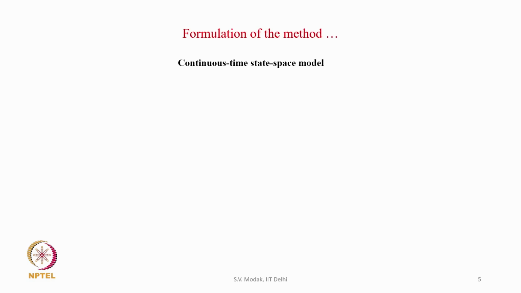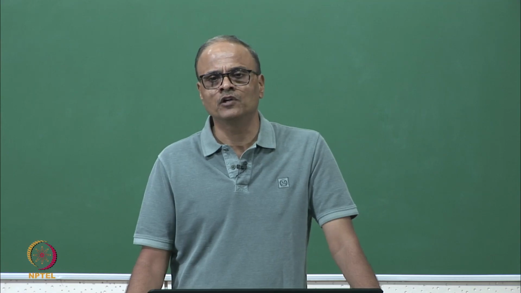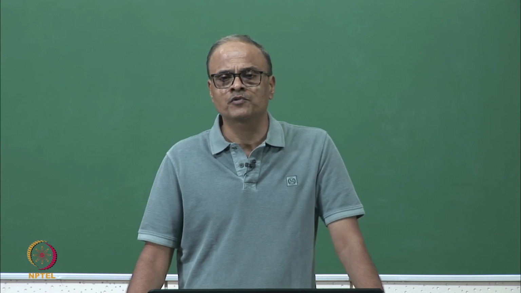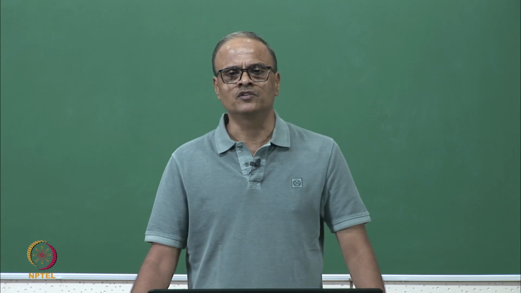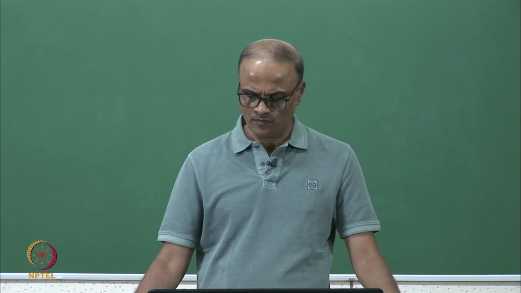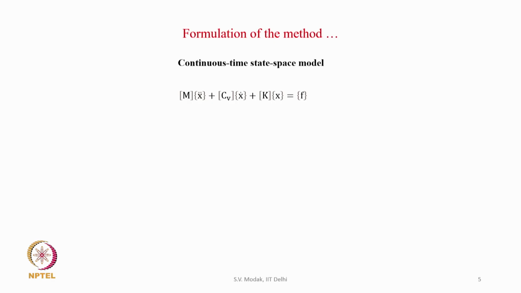So, let us first of all look at what is continuous time state space model, right. Earlier we have studied what is state space model when we studied eigenvalue problem for a multi-degree of freedom system with viscous damping, specifically the non-proportional viscous damping. We saw that we first developed the state space model and then we defined eigenvalue problem based on the state space model. So, this is the equation of motion for a multi-degree of freedom system with viscous damping. Here you can see it is mx double dot plus cv x dot plus kx is equal to f.